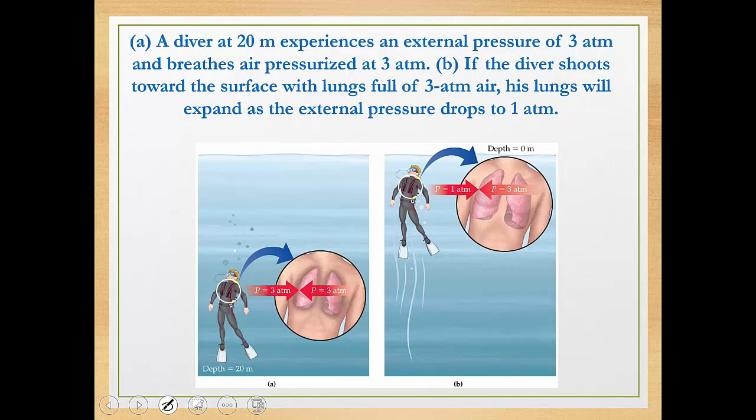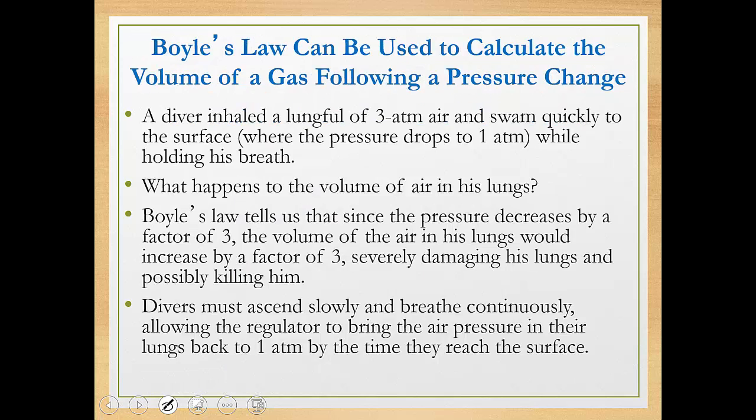All right, so the diver that's at 20 meters has 3 atmospheres of pressure on them. They're breathing air that's been pressurized to 3 atmospheres. If that diver decides to suddenly, very rapidly ascend to the surface with their lungs full of 3 atmosphere air, what's going to happen? Well, you're decreasing the pressure. It's inversely proportional. Volume's going to expand. His lungs are going to expand catastrophically as the external pressure drops from 3 atmospheres down to 1 atmosphere. That gas suddenly is going to spread out to take up a lot more space. That is not what you want to happen. That's not a good thing.